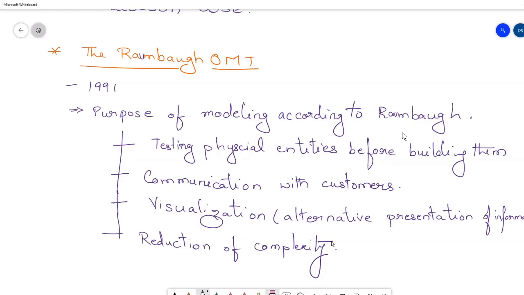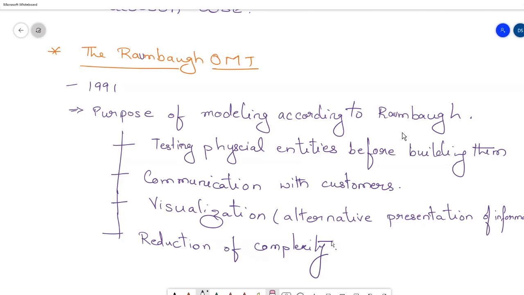When Rumbaugh proposed the modeling technique, he had a few points in mind that should be considered, as this technique would help in framing the project in a better way. He wanted to test the physical entities before building them, that means the simulation, how they can be implemented. Second, he wanted proper communication with the customer so that all the required things are gathered correctly and we start in the correct direction.